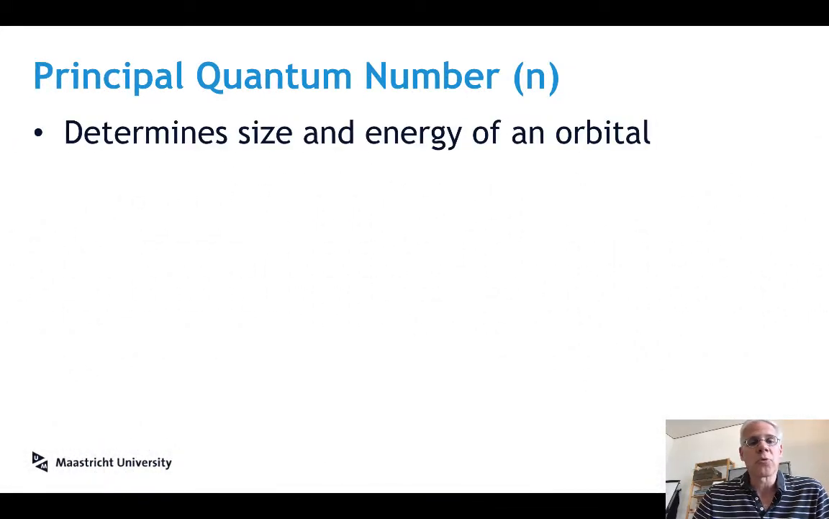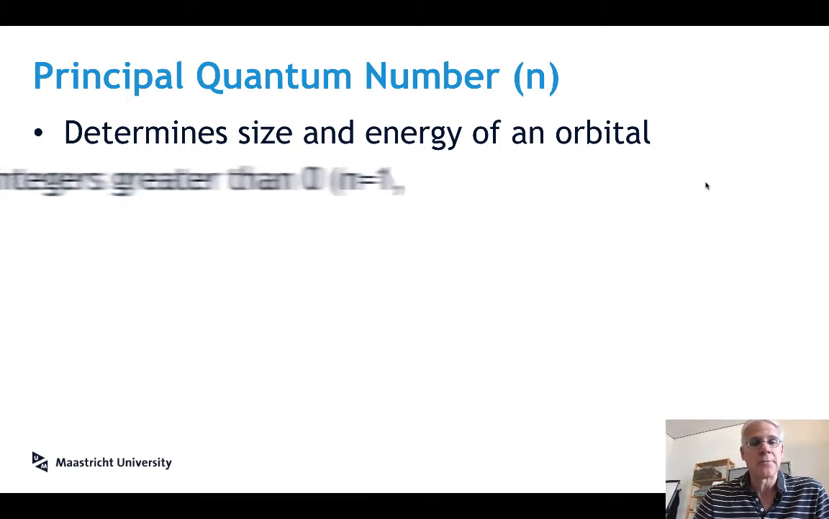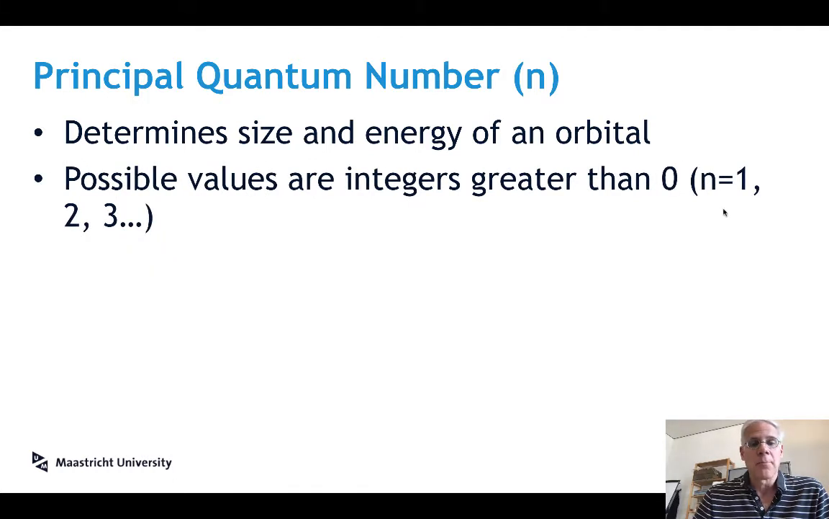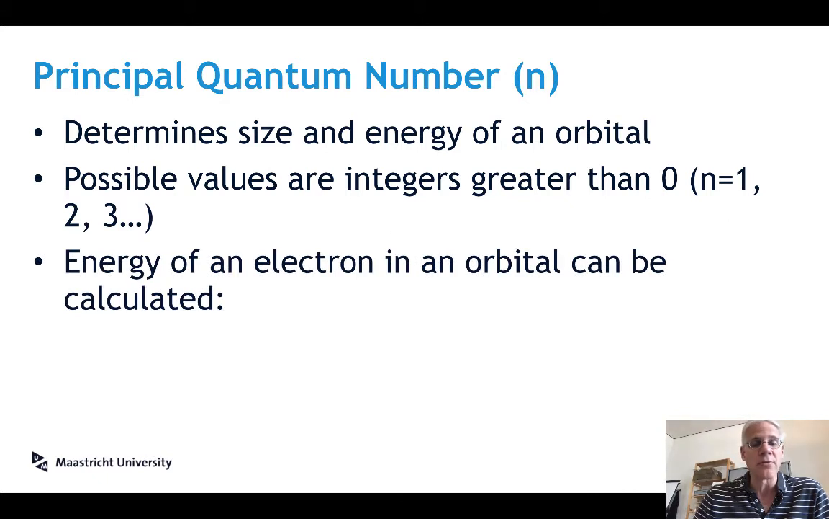So the principal quantum number n, it's called that because it is the most important quantum number there. It determines both the size and the energy of an orbital. Possible values are any integer greater than 0. So n can equal 1, 2, 3, 4, 5, 6, all the way up to whatever number we can go up to. Typically, we see 1 through roughly 6 or 7 is about as high as we really witness.